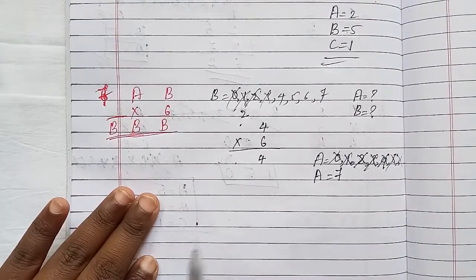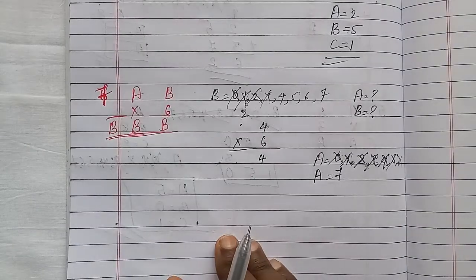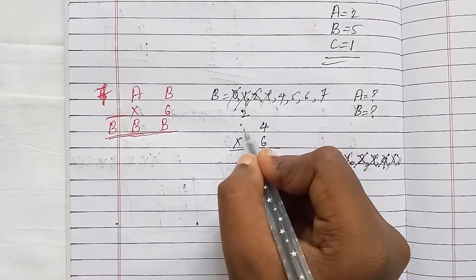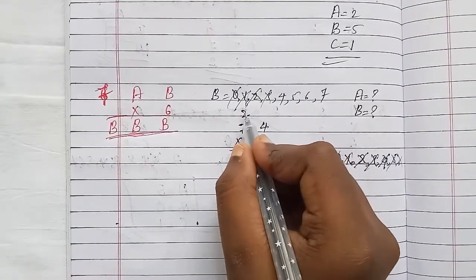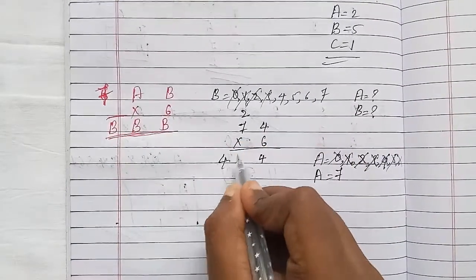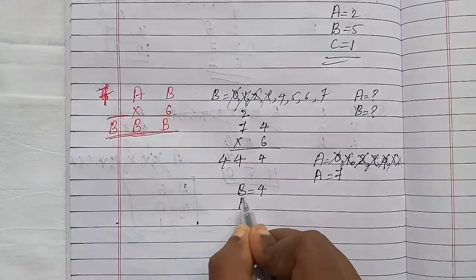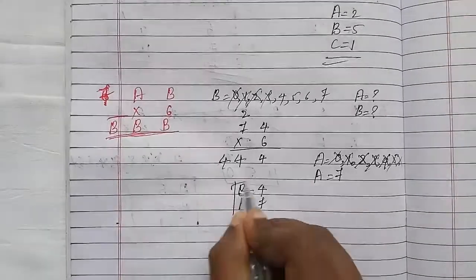6 sevens are 42. So 42 plus 2 is 44. See, value of B is 4. Value of A is 7.